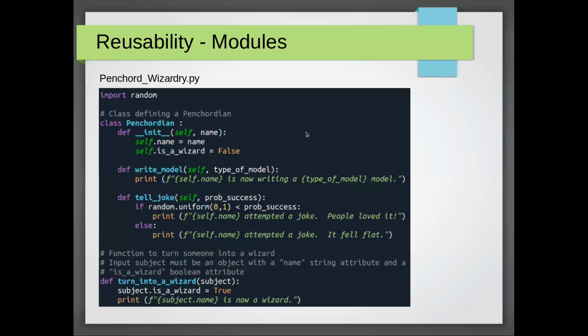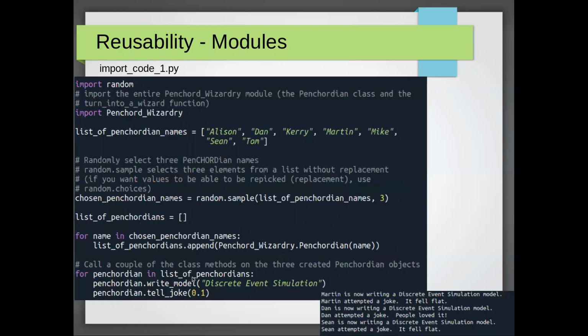So by doing that, I'll import all of this into my code, which means that I can now use any of this, in that I can now create Pencordians because it'll know what a Pencordian is, and I can use this standalone method here as well, turn into a wizard. So I can import all of that stuff just by using import Pencord Wizardry.